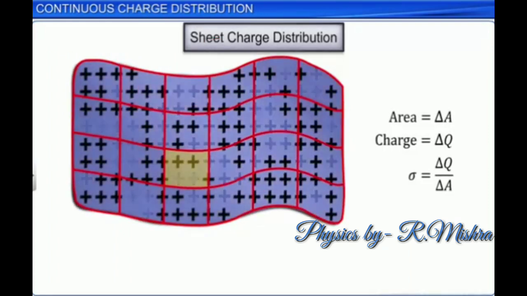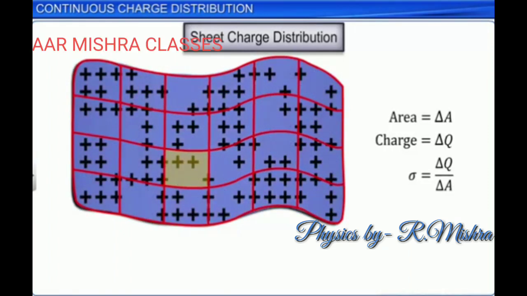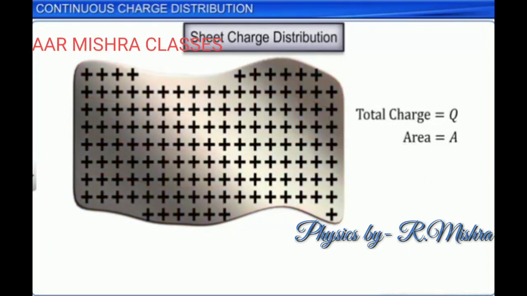If charges are non-uniformly distributed, surface charge density for an individual surface element is expressed as sigma is equal to delta Q by delta A. If the charges are uniformly distributed over the surface, then the surface charge density, sigma, is equal to Q by A.